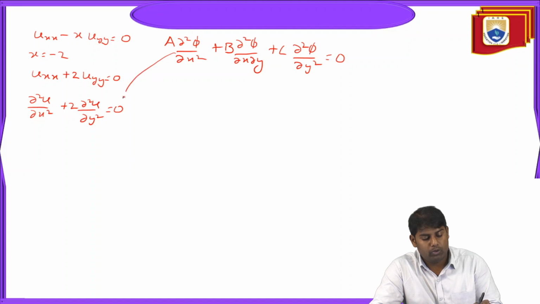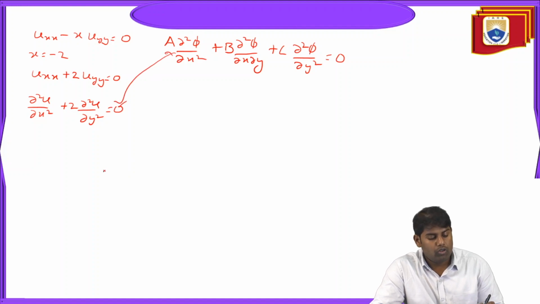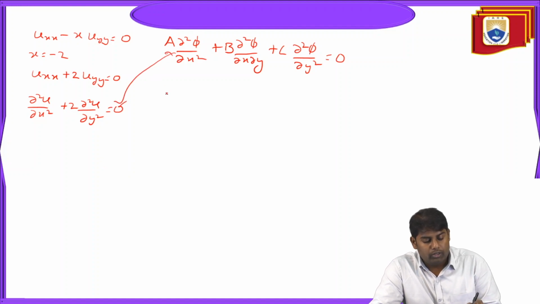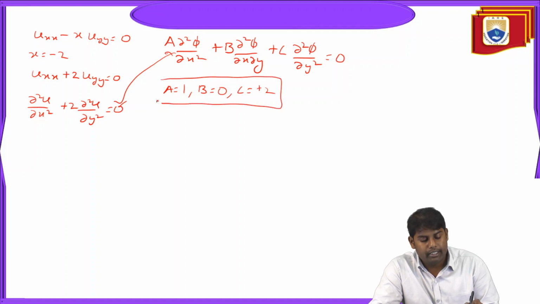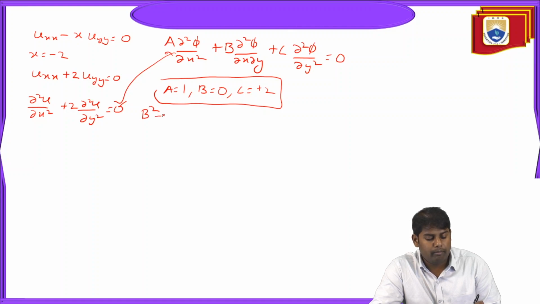Let's compare these two equations. When you compare these two, the A value has turned out to be 1 and the B value is 0 because there is no mixed derivative term, and the C value is plus 2. Okay. So when we get this, what is the value of the discriminant? B square minus 4AC. So what is the value of B?